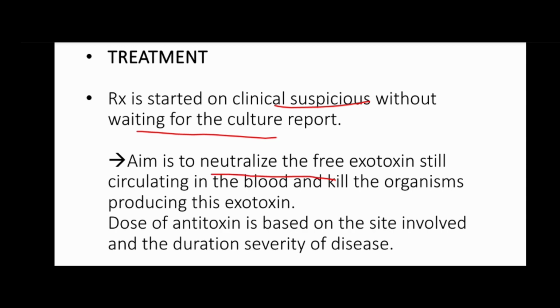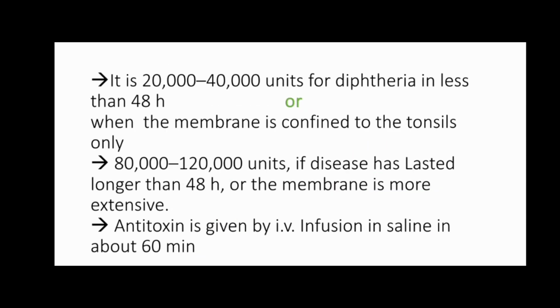The aim is to neutralize the free exotoxin still circulating in the blood and kill the organism producing the exotoxin. So the dose of the antitoxin is based on the site involved and the duration and severity of the disease. If it is less than 48 hours, we start 20,000 to 40,000 units of antitoxin, or when the membrane is confined to the tonsil only.